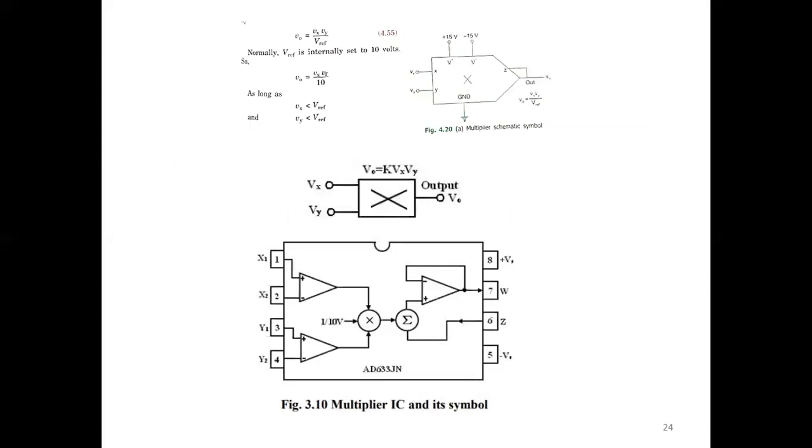This is the basic model of the analog multiplier: V out is equal to Vx Vy divided by V reference. V reference is 10, which defines the reference voltage. This is the multiplier IC and its symbol, with inputs Vx and Vy, and V out is equal to K times Vx Vy.